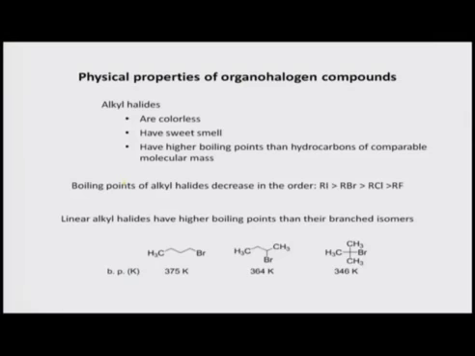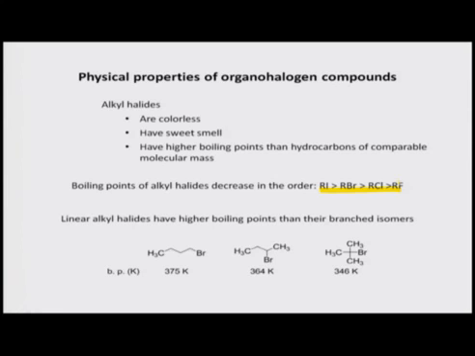Now, boiling points of alkyl halides of course increase in the order from fluoro compounds to iodo compounds, or they decrease in the order RI greater than RBr greater than RCl greater than RF. So, this is the order in which their boiling points vary. Of course, when you have these larger atoms present in them, their dipole moments and their van der Waals interactions, which are also associated with the surface area of these molecules, are higher. So, they have better intermolecular interactions. Normally, iodides would have a higher boiling point than bromides, chlorides or fluorides.